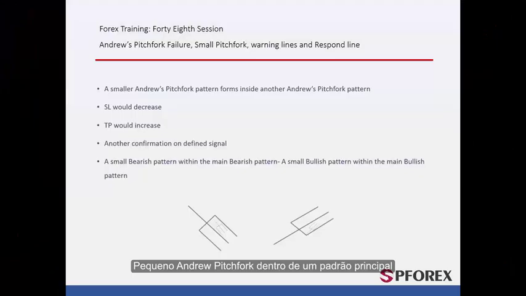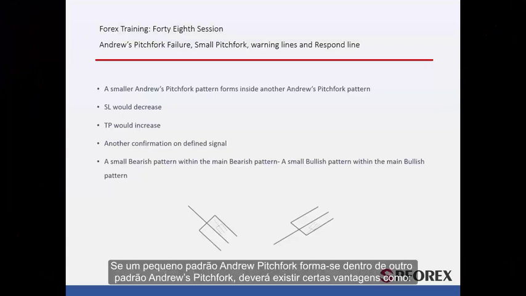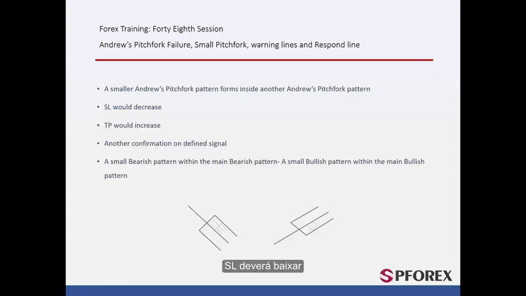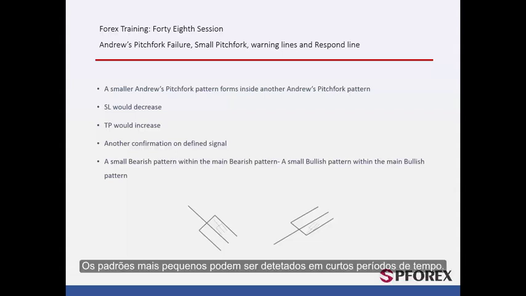Small Andrew's Pitchfork inside a main pattern. If a smaller Andrew's Pitchfork pattern forms inside another Andrew's Pitchfork pattern, there would be some advantages, such as SL would decrease, TP would increase, and another confirmation on a defined signal. A small bearish pattern forms inside a main bearish pattern, while a small bullish pattern would be in a bigger bullish pattern. Small patterns can be detected in shorter time frames.